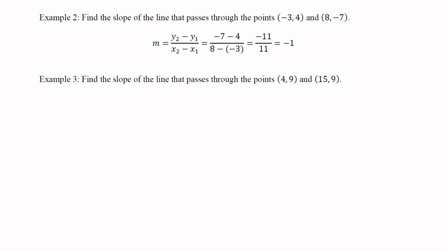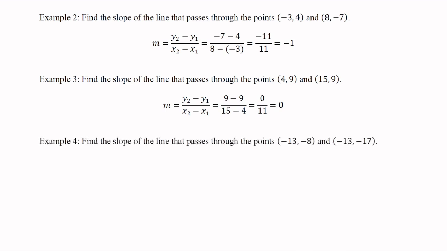In example 3, we're going to find the slope of the line passing through the points (4, 9) and (15, 9). So again, y2 minus y1 over x2 minus x1. Our y's are both 9, and our x's are 15 and 4. So we have 9 minus 9 over 15 minus 4, which gives us 0 over 11. 0 divided by 11 is 0. So this is a 0 slope, which would indicate that we would have a horizontal line.